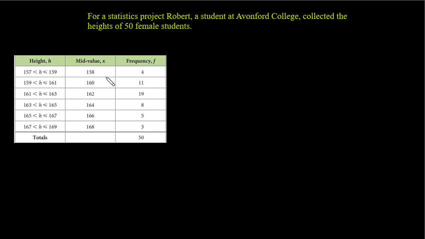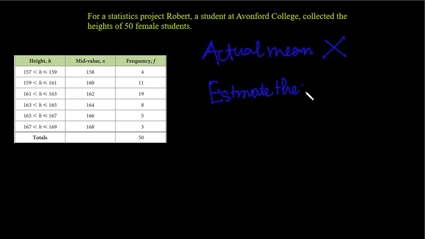When we want to calculate the mean of this group, we cannot calculate the actual mean. From a table like this, we cannot, because the data are grouped. So we can only estimate the mean of the girls. How can we estimate the mean? In order to estimate the mean, we find the middle value of each class. To find the middle value, remember this way: take the upper boundary, in this case the first one, plus the lower boundary, 157, divided by 2, which is 158.